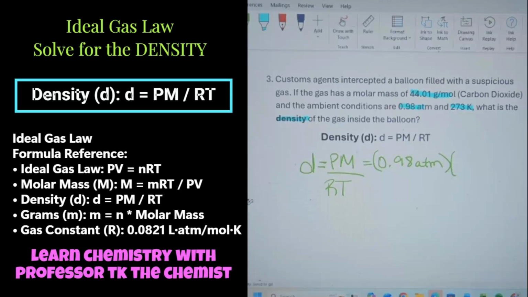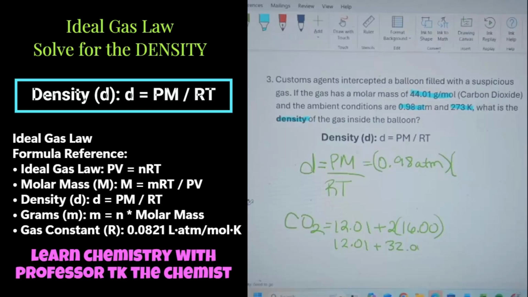So if you go to your periodic table and you find carbon, carbon's weight is 12.01. Then you also have oxygen, but you have two of them. The weight for oxygen is 16.00. Well, when you add those numbers together, you end up with 44.01 grams per mole. Okay, so that's how we calculate the molar mass. This is what you need to know.